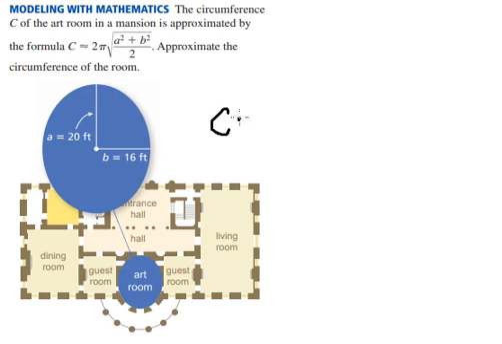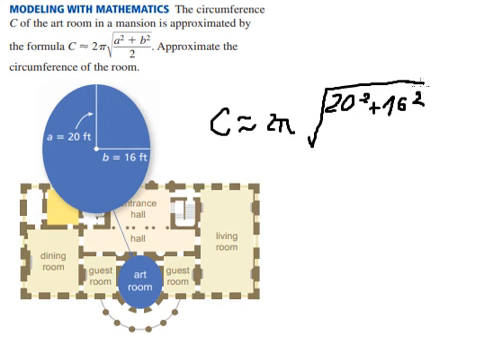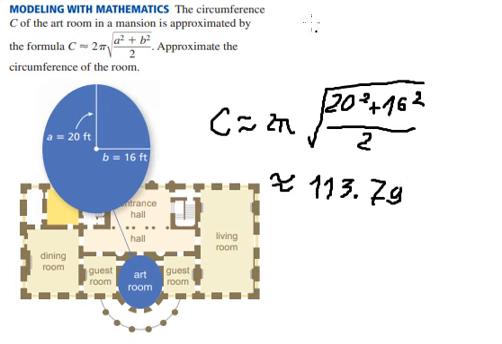So we have C approximately 2π multiplied by the square root of A, we have 20, 20 squared, plus B, that's about 16 squared, over number 2. And this one is approximately 113.79 inches.